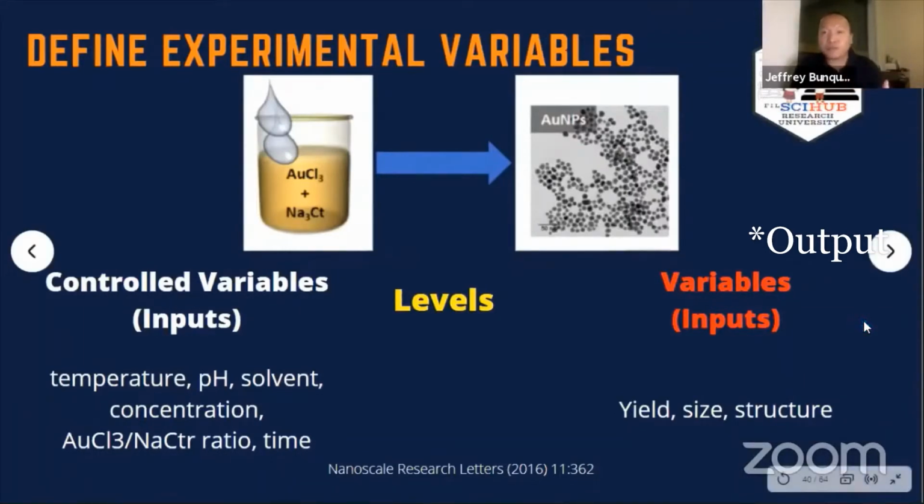output? Ano ba yung output? Ano ba yung kailangan mo? Ano ba yung results na kailangan mo? So it's the yield. It could be the size of the nanoparticles, or it could be the structure, yung geometry ng nanoparticle. Alin ba doon yung mga ita-target mo?